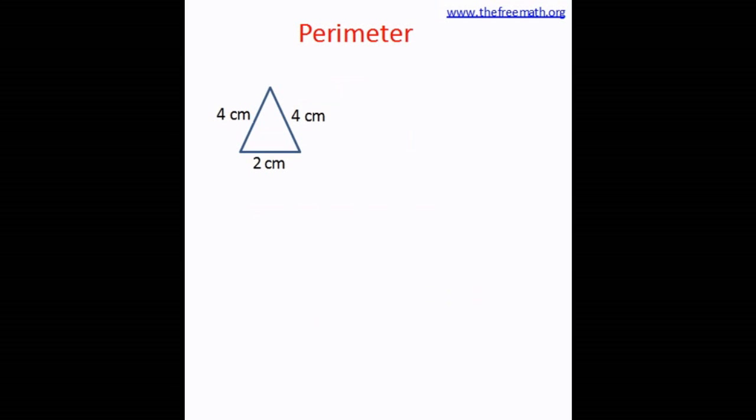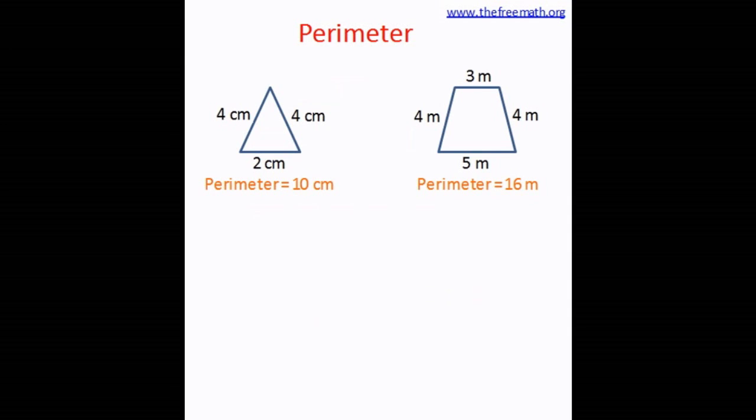Now here is a triangle. If you see, the sides of the triangle are 4 centimeter, 4 centimeter and 2 centimeter. So the perimeter would be 4 plus 4 plus 2, that means 10 centimeter. Now this is a quadrilateral. You can see the sides are 4 meter, 4 meter, 3 meter and 5 meter. So 4 plus 4 is 8, 8 plus 3 is 11, 11 plus 5 is 16. So the perimeter is 16 meter.